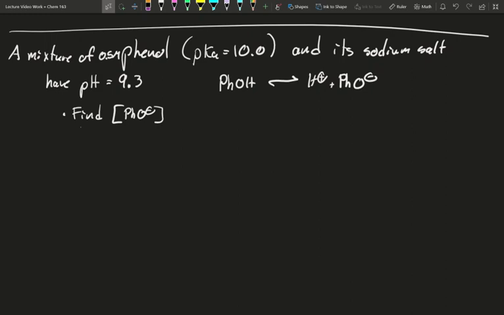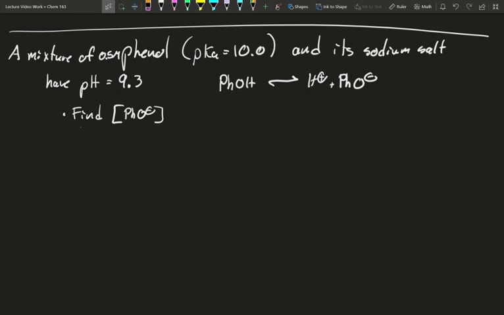In this video, we're going to explore rearranging buffer equilibrium calculations to solve for any of the missing info. So in this case, I have a mixture of 0.5 molar phenol. It's got a pKa of 10.0, and its sodium salt, so the conjugate base. This mixture has a pH of 9.3. What I want to know is, what is the concentration of the conjugate base?